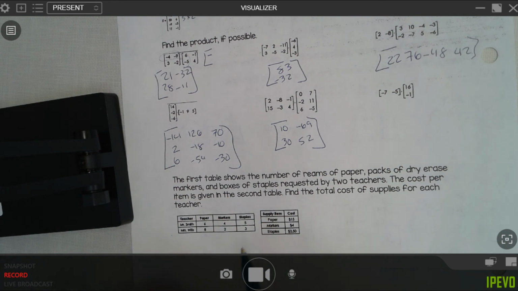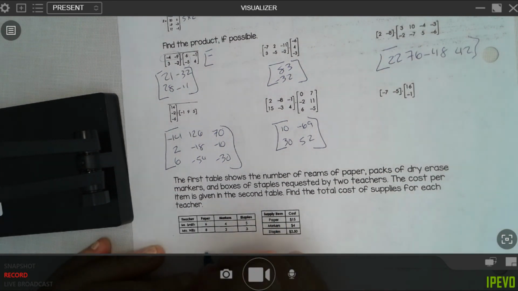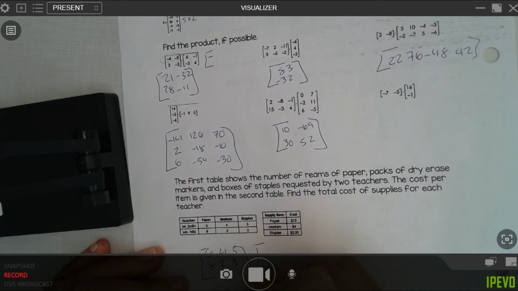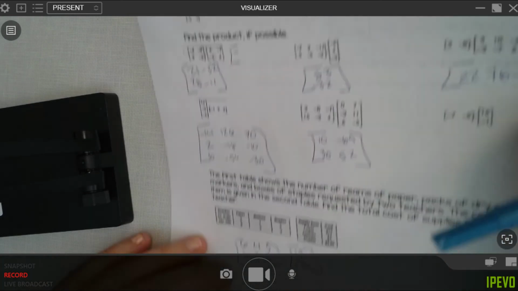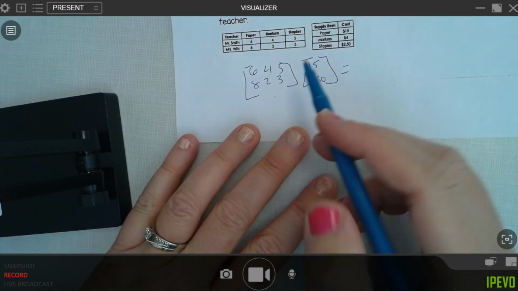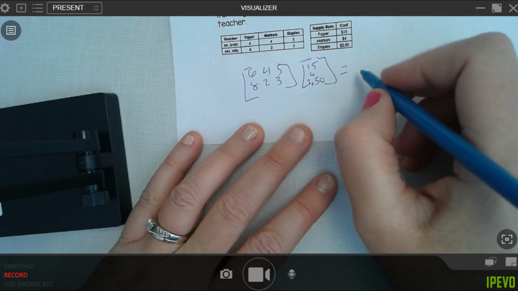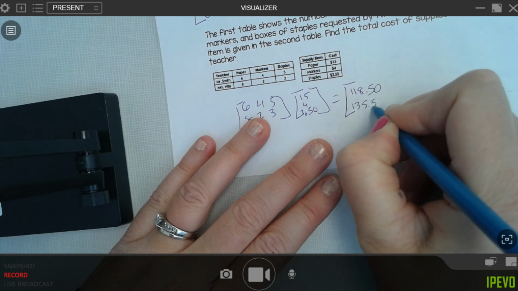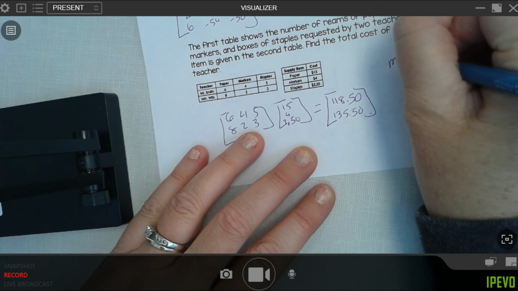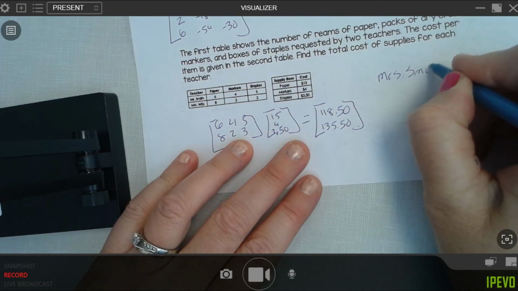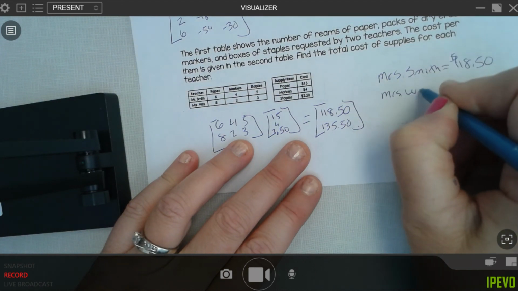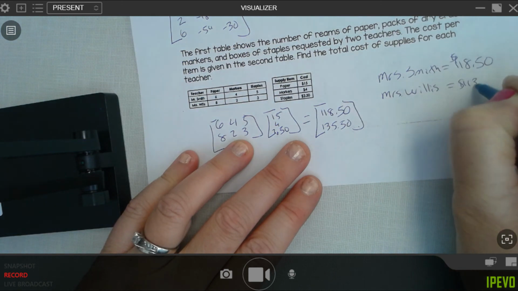Down here, if you were going to try to figure out this, you can read the question yourself. Your matrix would be a 6, 4, 5, 8, 2, 3. And then you'd multiply that by a 15, 4, and 2.5. So you just need to multiply this in the Desmos calculator, and then it would give you an answer of 118.50 and 135.50. So what this tells me is that Mrs. Smith has 118.50 and Mrs. Willis is 135.50.